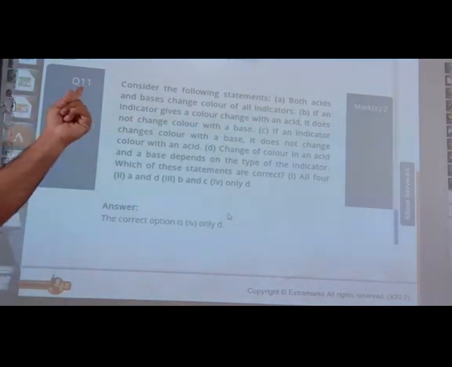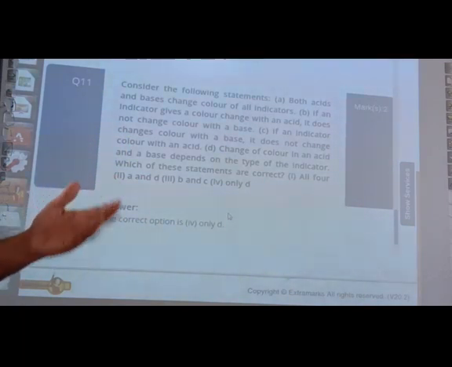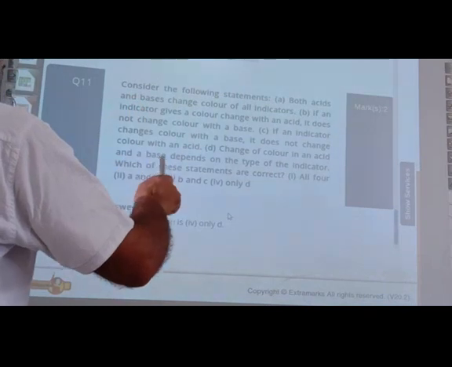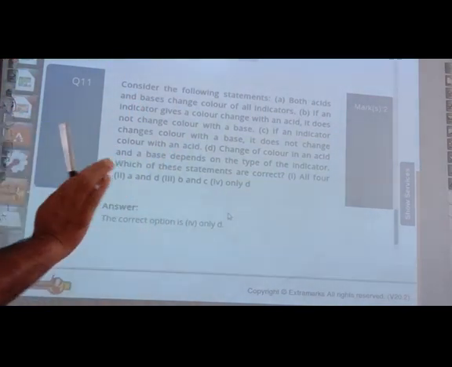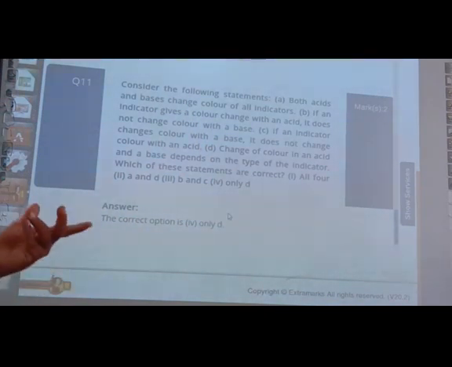If an indicator gives a color change with an acid, it does not change color with a base. No, like blue litmus and red litmus, they change color in both acidic and basic medium. So that is also not correct. If an indicator changes color with a base, it does not change color with an acid. No. Change of color in an acid and base depends on the type of the indicator. Yes, option D is correct. So the fourth option, only D is correct. Option number 4 is correct.